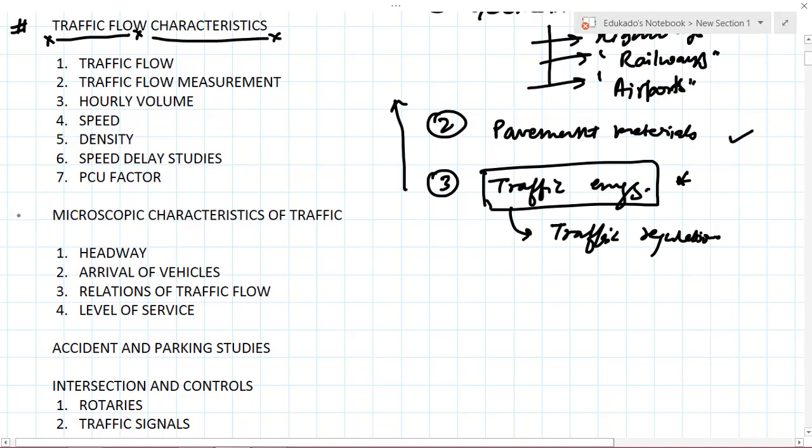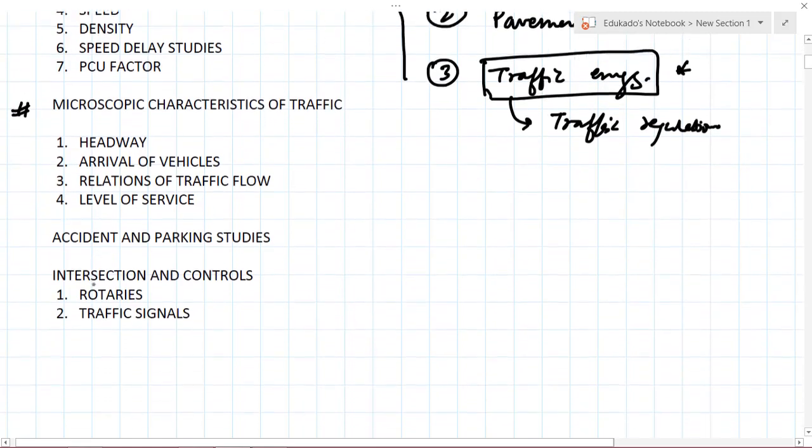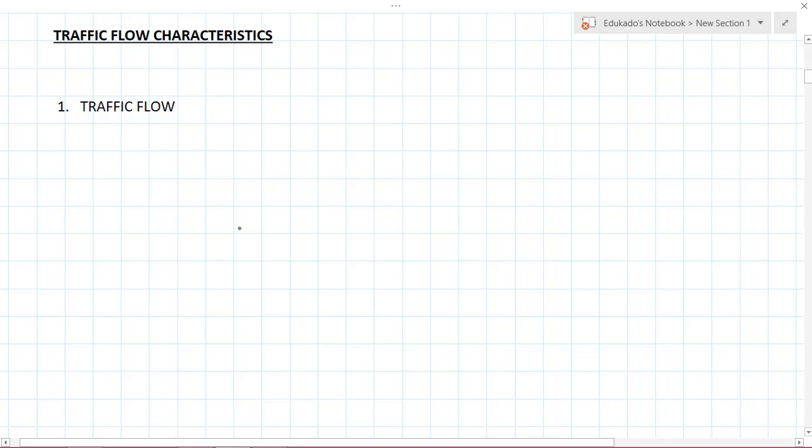The second subsection will be the microscopic characteristics of traffic. We will come to these things. Then accident and parking studies. So let's see something. The traffic in general has a large number of parameters through which it can be studied, but if you talk about the major or basic parameters, they are of just three types.